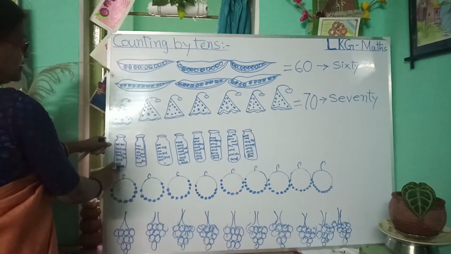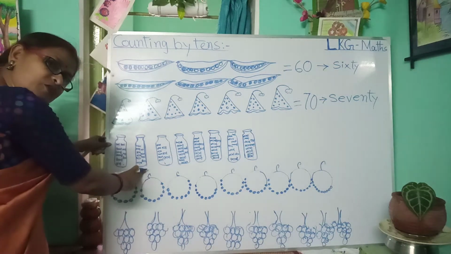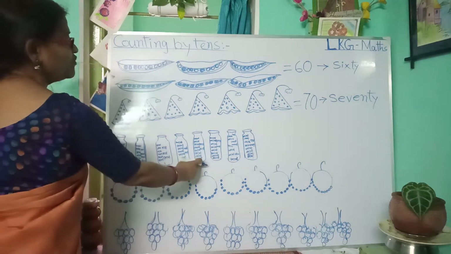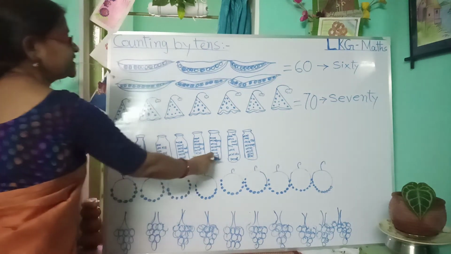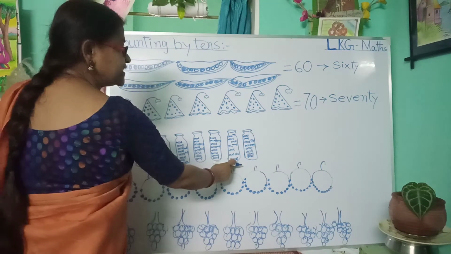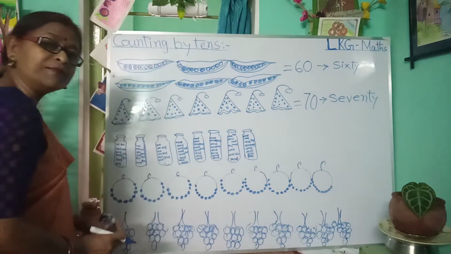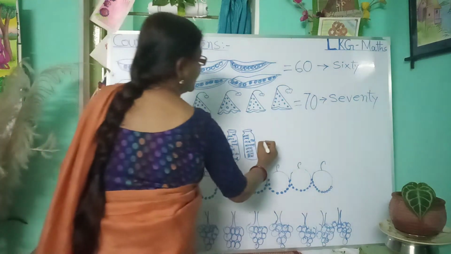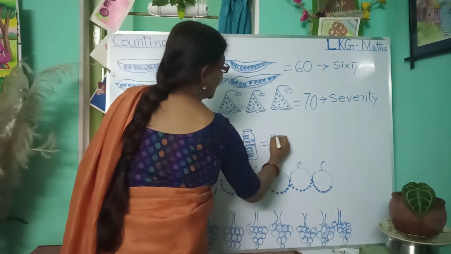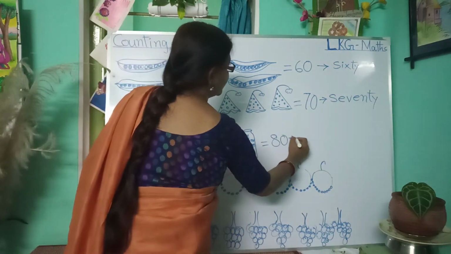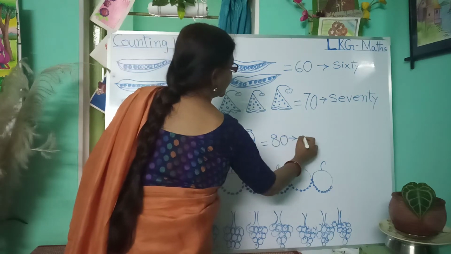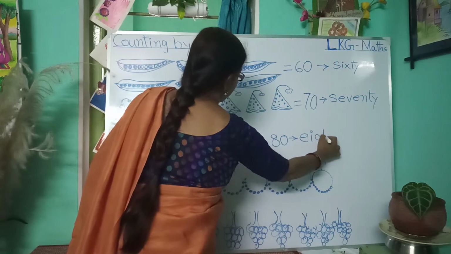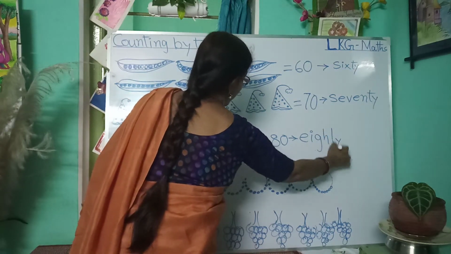1 ten. 2 tens. 2 tens means 20. 3 tens 30. 4 tens 40. 5 tens 50. 6 tens 60. 7 tens 70. 8 tens means 80. 80. The spelling of 80 is E-I-G-H-T-Y. 80.